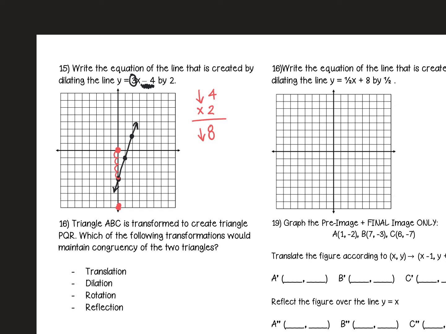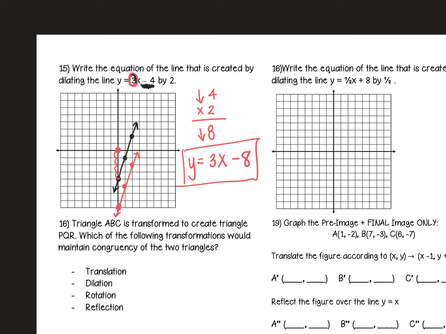Then to get the rest of the points on the line, I use my original slope, which is 3. So I'm going up 3, right 1, up 3, right 1. So here's my new line. To finish it off, I have to write the equation of that line. So the slope stays the exact same, and the only thing that's changing is the y-intercept, which is down 8. So it's -8.